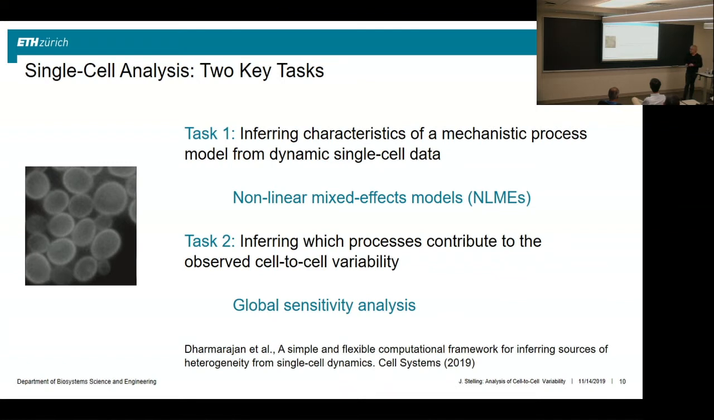And the second task then is, once you have these parameter distributions, how do you infer what the relevant biological processes are that cause the observed variability? Because you may have sources of variability somewhere in a network that propagates, and the question is, what are the sources? We're going to do this with one approach of global sensitivity analysis.